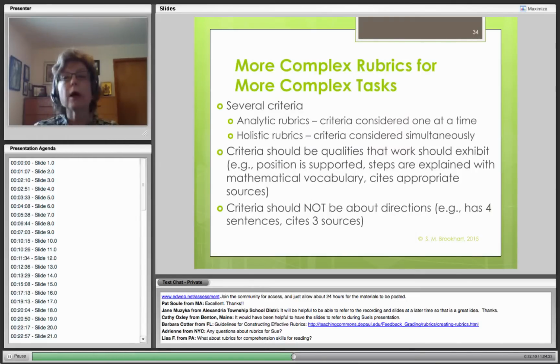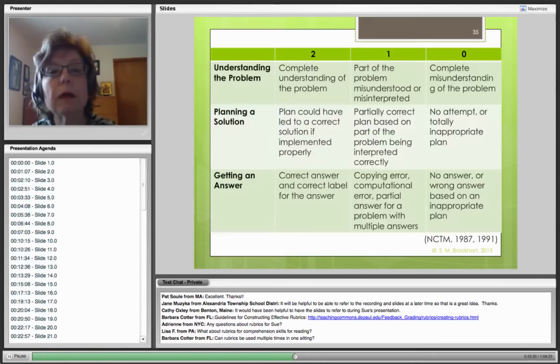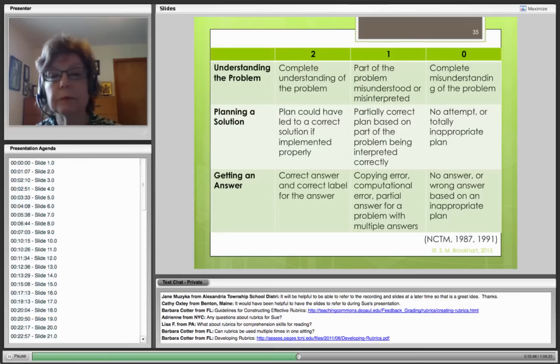However, if you have more complex tasks, your rubrics do need to be more complex. And the criteria are more like qualities. Again, not about the directions. So here's an NCTM, National Council of Teachers of Mathematics, rubric. It's an old one, but it talks about mathematical problem solving. That describes students getting a correct answer or getting almost a correct answer with just a copying error or computational error, and not getting the answer, and so on.